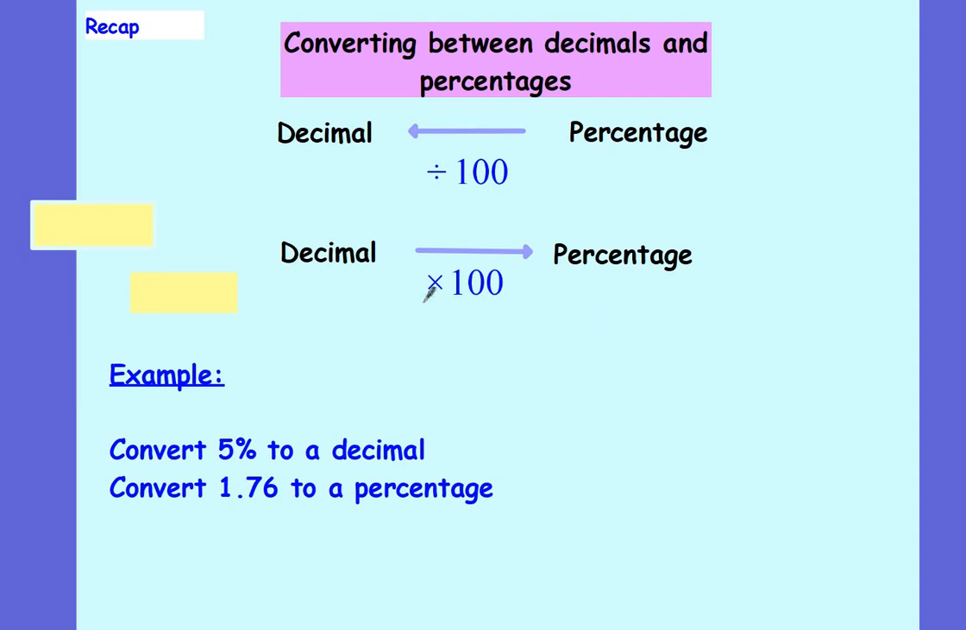Okay, let's go through some answers. 5%, I need to divide by 100 to give me that as a decimal. So you should have got 0.05. And 1.76, to convert that to a percentage, we're multiplying by 100. So that would have given us 176%. This was all stuff we did last lesson.